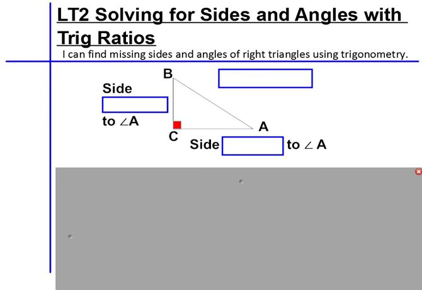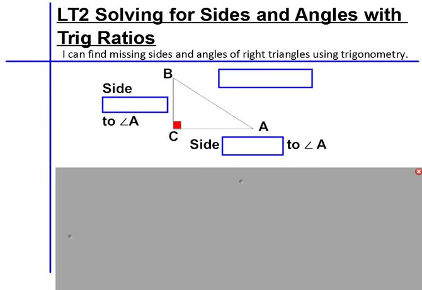Today's video is going to cover solving for sides and angles with trig ratios. So we're going to get back into a little bit of review from geometry and learn how to find missing sides and angles of right triangles using these trigonometric ratios. This is Learning Target 2 in our unit on trigonometry.